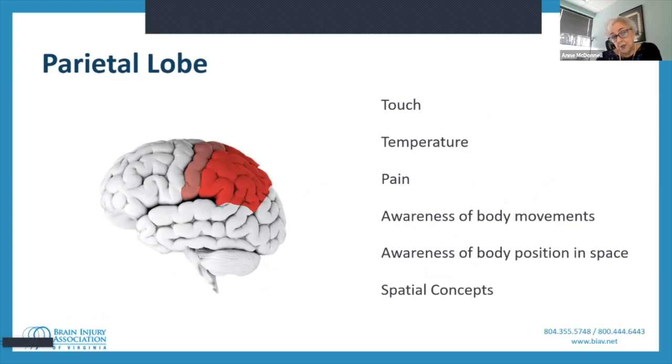The parietal lobe sits at the very top of the skull, and it is very connected to sensory sorts of stimulus. It's how and where we interpret touch and temperature and pain. It's how we know our body movements. It's where we know how our body is functioning in space. And it's the part of the brain that tells us the difference between left, right, in front, behind, beside.